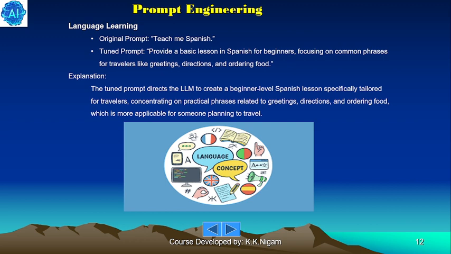Language learning. Original prompt: Teach me Spanish. Tuned prompt: Provide a basic lesson in Spanish for beginners, focusing on common phrases for travelers like greetings, directions, and ordering food. Explanation: The tuned prompt directs the LLM to create a beginner-level Spanish lesson specifically tailored for travelers, concentrating on practical phrases related to greetings, directions, and ordering food, which is more applicable for someone planning to travel.